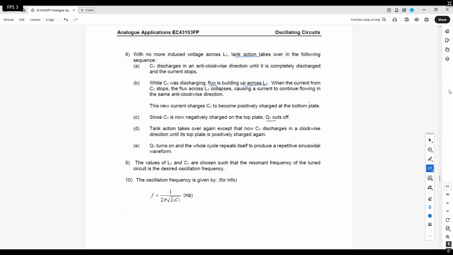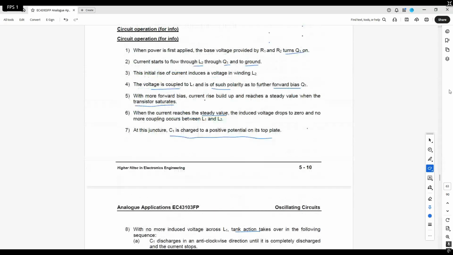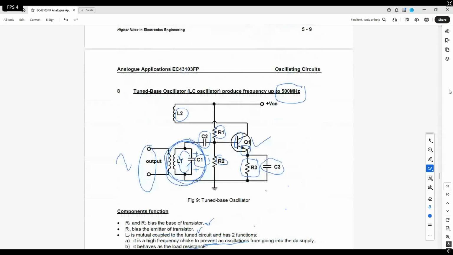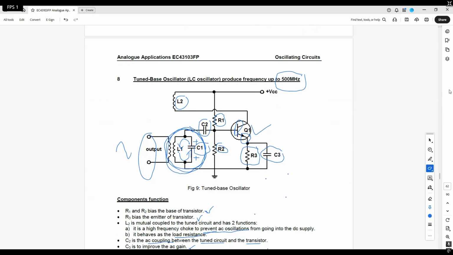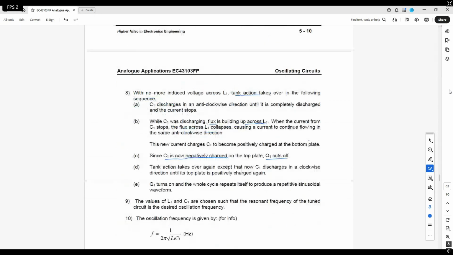Okay, so I just mentioned Q1 cuts off because now C1 is negatively charged. All right. Now the tank action takes over again, except that C1 discharges in the clockwise direction. All right. So very naturally, we come back to here. Just how it was this way, right? It starts to charge. Then after C1 gets fully charged again, it will discharge. But this time around, it discharges this way, clockwise. All right, just now was anti-clockwise, now clockwise. Okay, I hope you're following. I'll summarize a bit later.